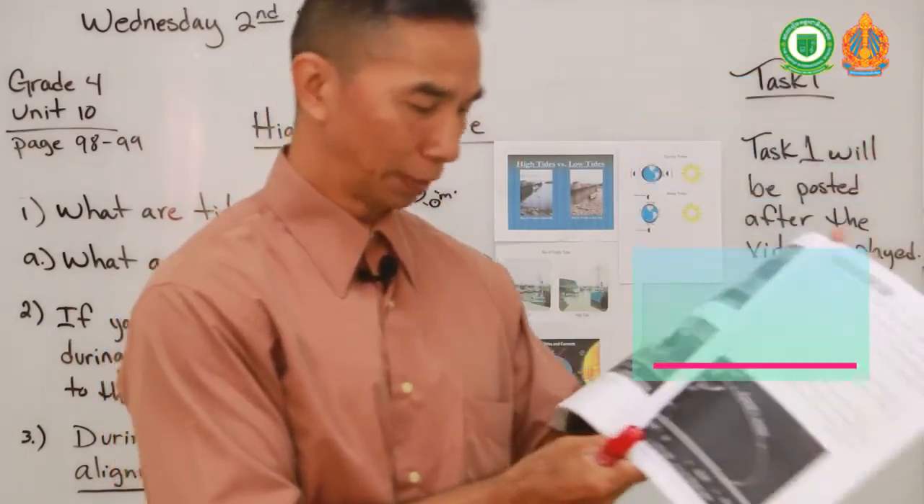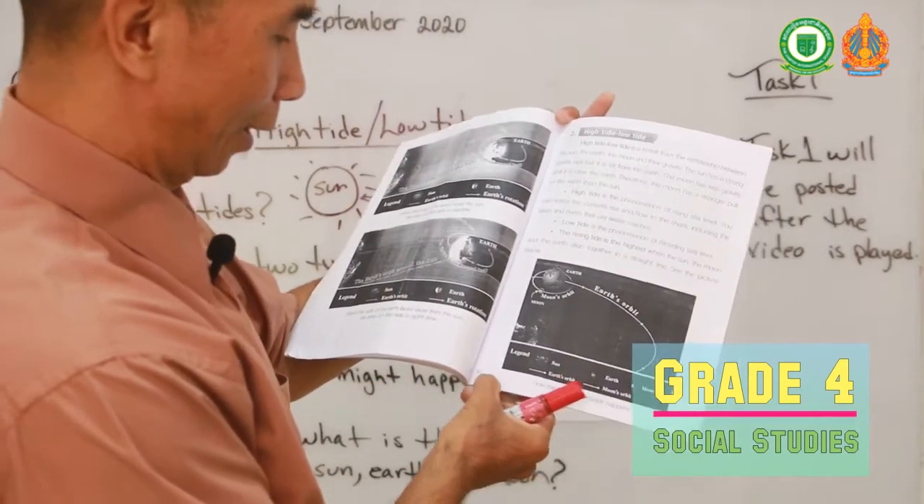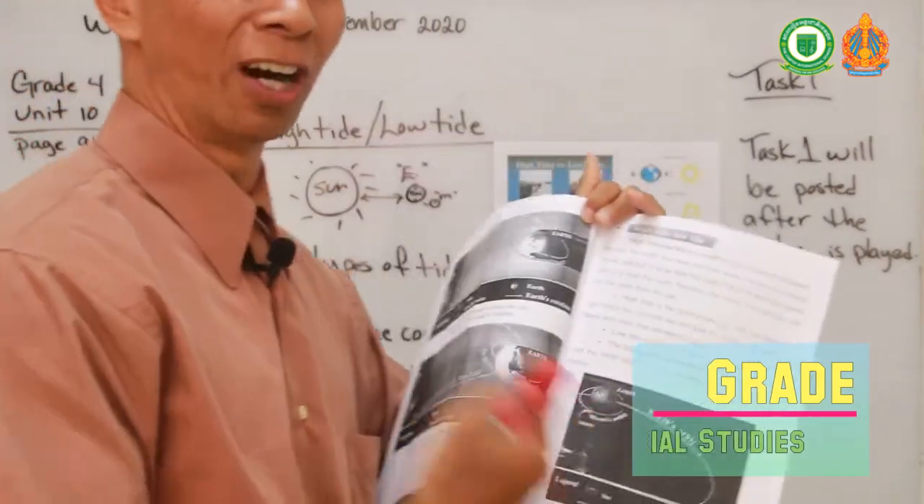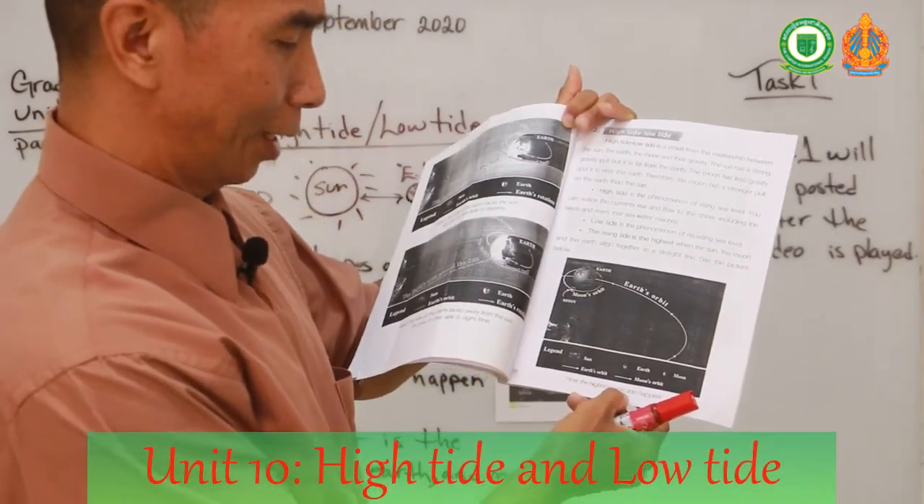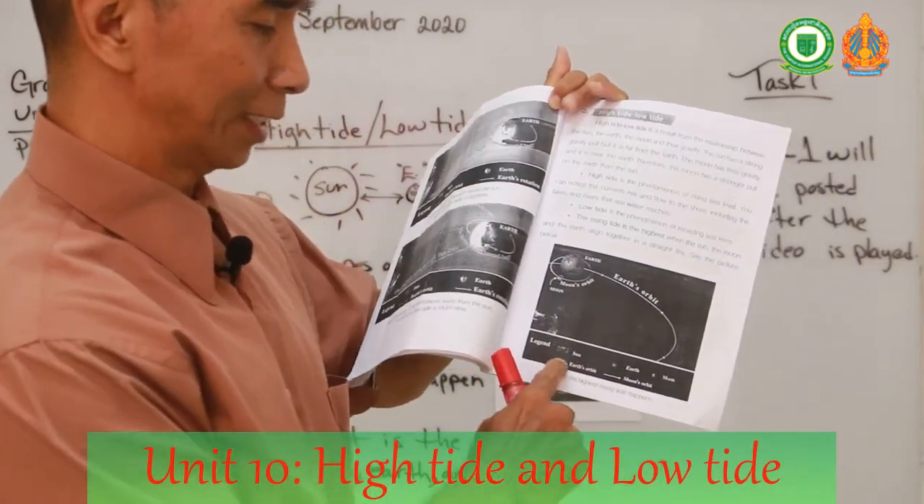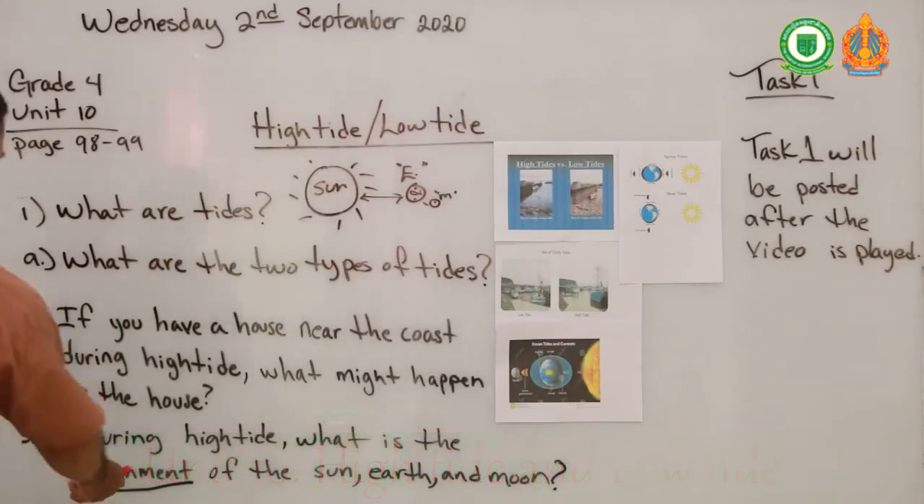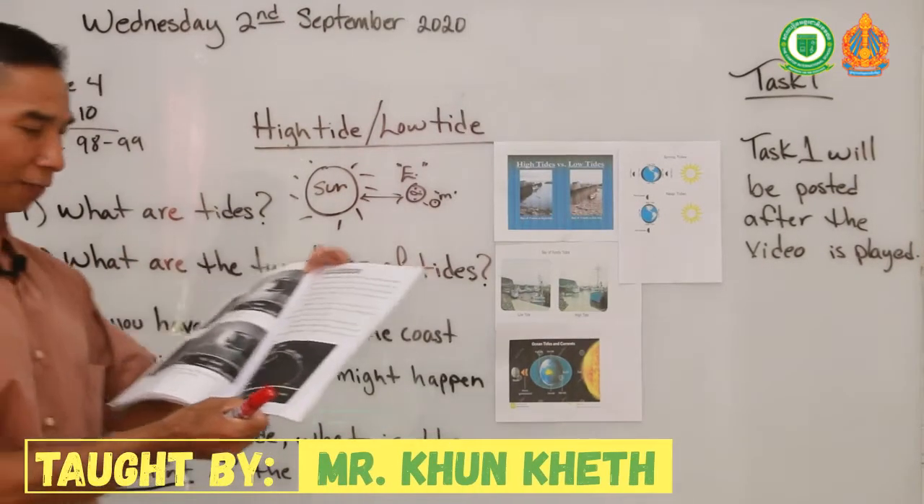As you can see in our picture on page 98, the bottom is black and white, but I will also upload some color pictures for you. It shows how the highest rising tides happen. So this is the alignment of the high tides.